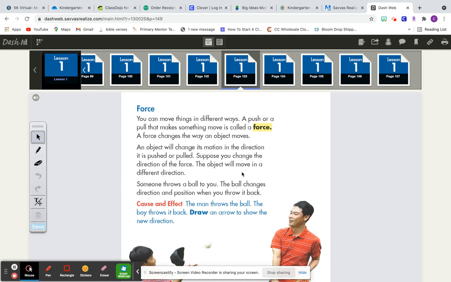An object will change its motion in the direction it is pushed or pulled. Suppose you change the direction of the force. The object will move in a different direction. So someone throws a ball to you. The ball changes direction and position when you throw it back. So you're changing the force. And remember, because it's in motion, it is changing its position.